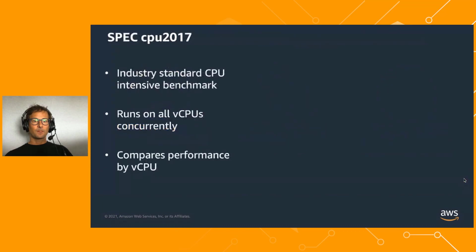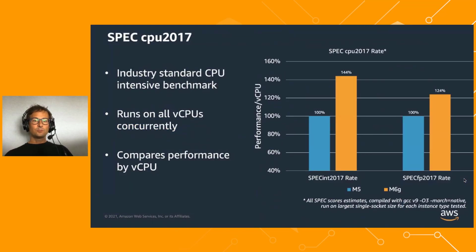So let's talk a little bit about performance. When talking about performance in the CPU world, one of the first benchmarks that vendors tend to run is the SPEC CPU benchmark. That's an industry standard, CPU intensive benchmark. In that comparison, we've been running it on all the vCPUs concurrently, and then we compare the performance on a per vCPU basis.